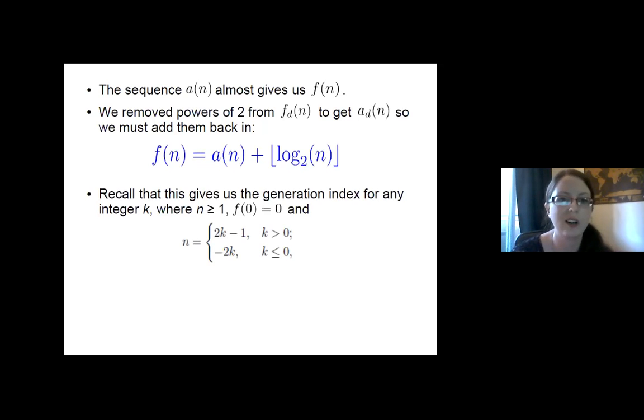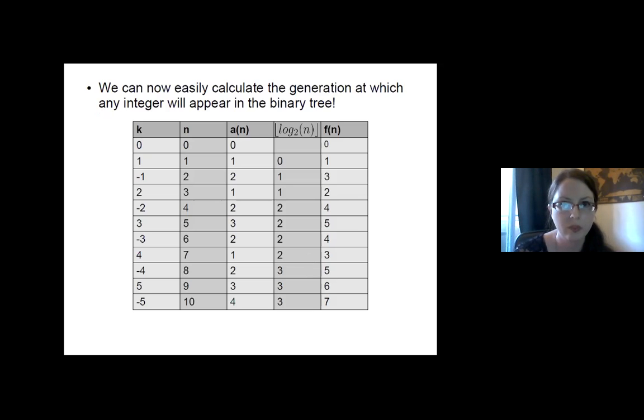And again, just recall that this gives us the generation index for any integer k, where n and k are related in this way. So just to put everything together, again, we have our k and our n, A of n, the number of binary runs, plus this floor function. And remember, if we add column 3 to column 4, that gets us back to our original function Fn, which we were interested in studying.